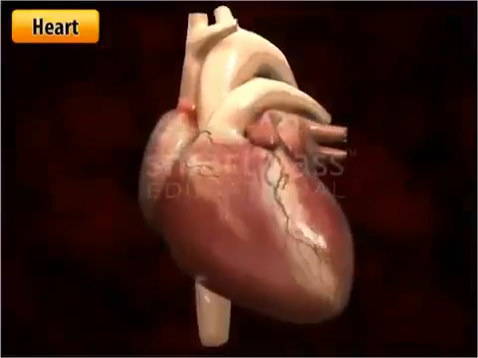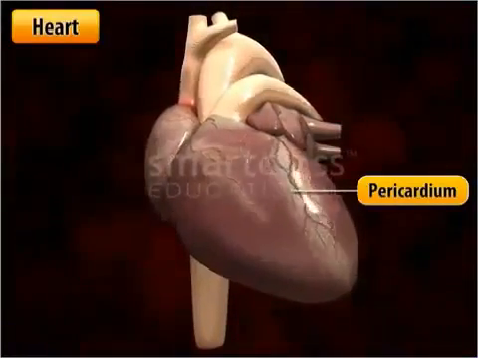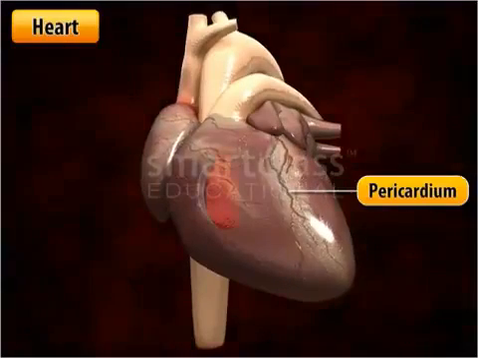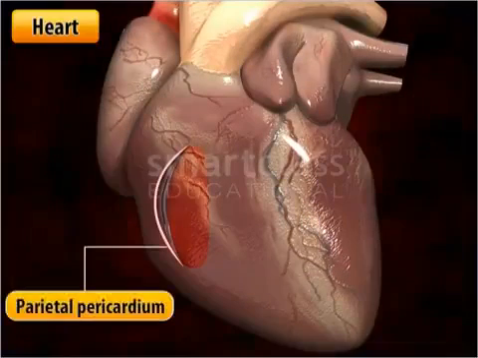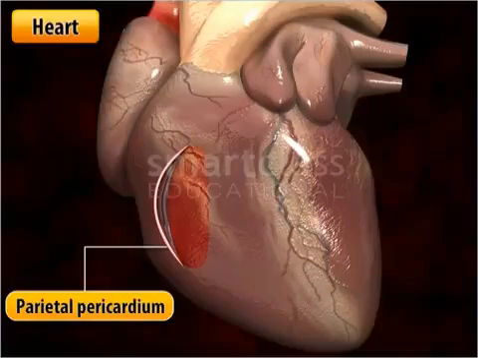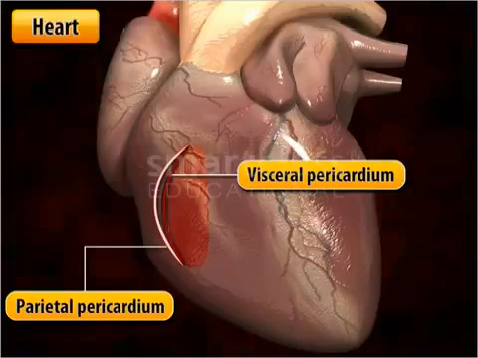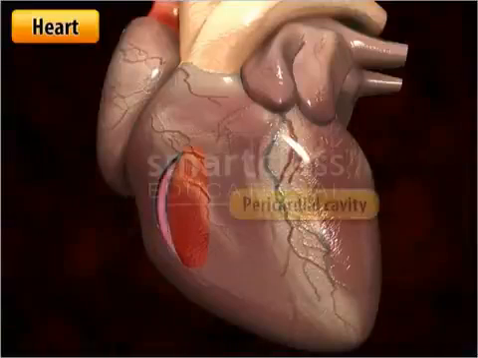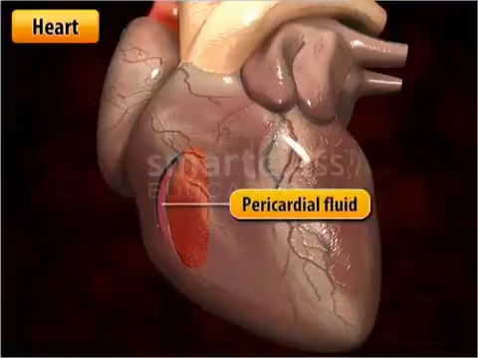The heart is made of cardiac muscle tissue. It has a protective outer covering called pericardium. The pericardium is a double-walled sac consisting of outer parietal pericardium and inner visceral pericardium attached to the heart. Between the two walls is a space called pericardial cavity, which is filled with pericardial fluid.